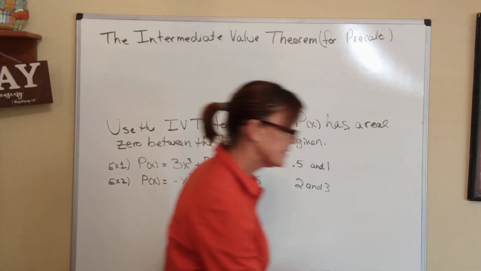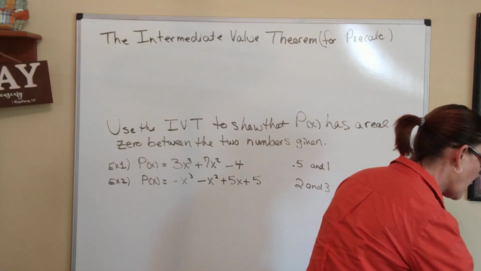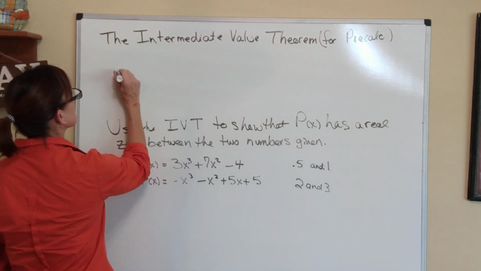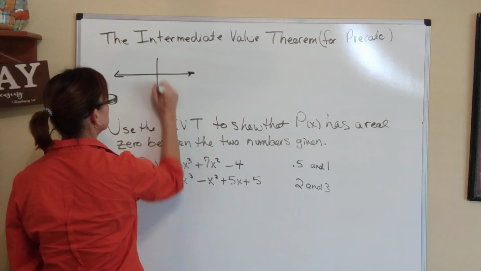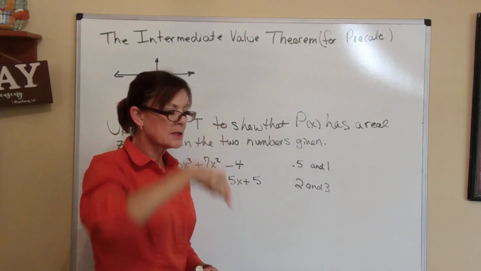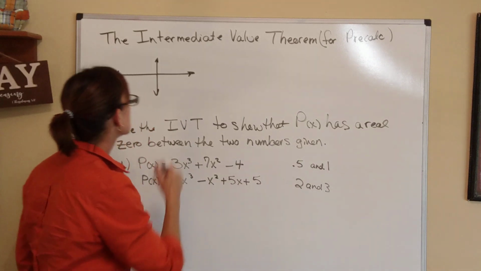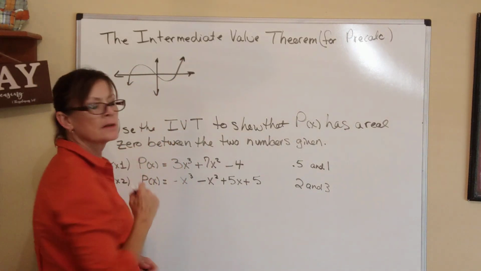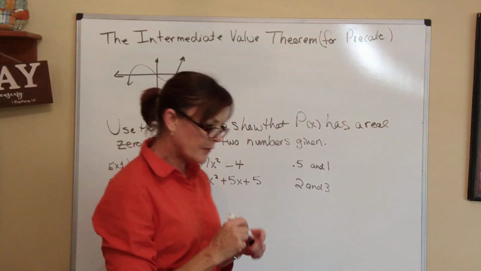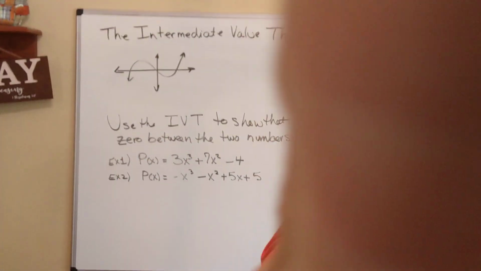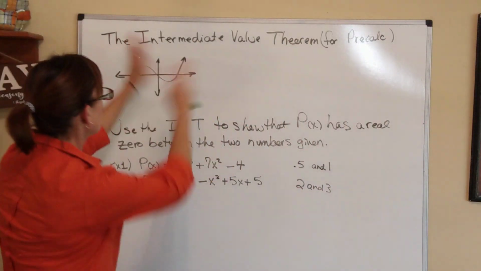So it says, if you've got some polynomial function, so we know what polynomial functions look like. They look like nice curvy lines like this. So we might have some polynomial function that looks like this. Okay, so some polynomial function.